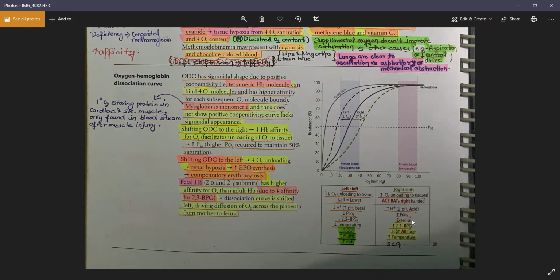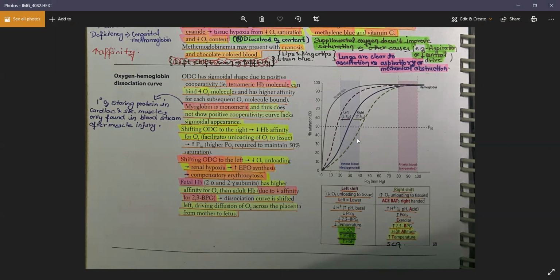Having a high level of 2,3 BPG, which is what you will find at the tissue sites, causes the right shift. High altitude will cause the right shift, and high temperature will cause the right shift. Again, in sickle cell anemia, you can have all these things also. With the right shift, because the affinity of the hemoglobin for the oxygen is decreasing, the oxygen can easily be unloaded now.